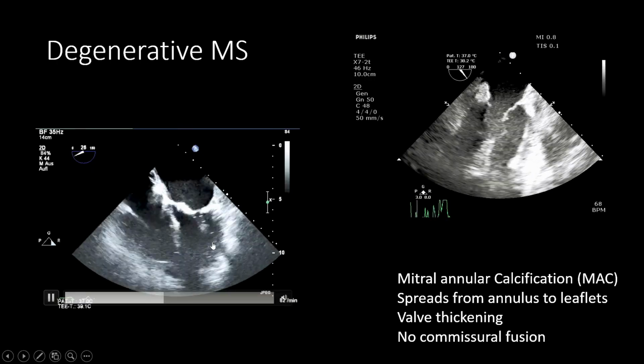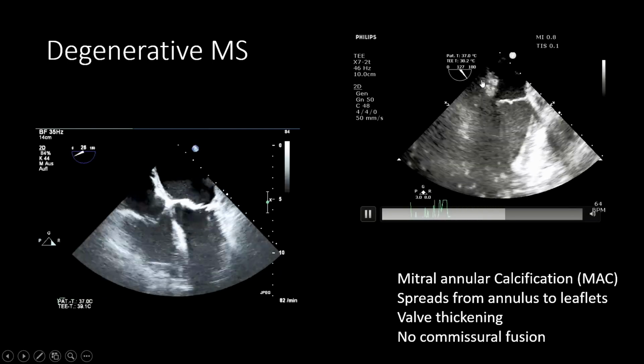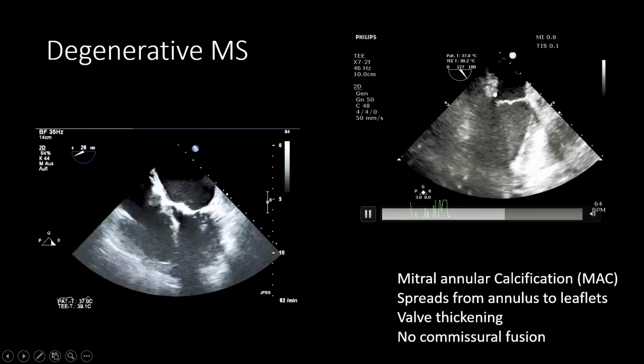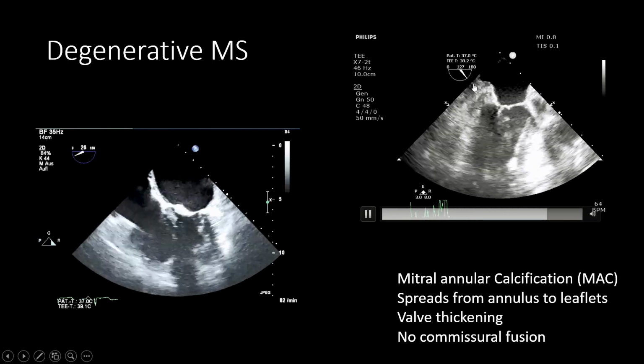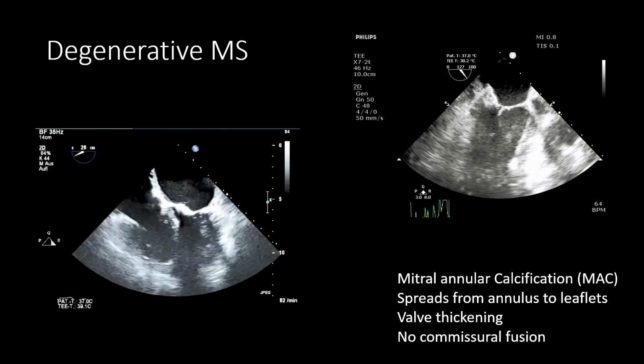This image is a proper mitral stenosis. In this image, there is no stenosis as such, but you can see a big chunk of calcium on the posterior mitral leaflet, and over years this will start progressing towards the center and produce stenosis.